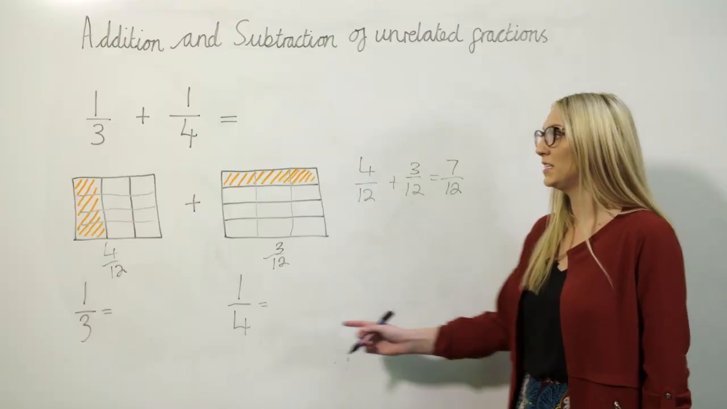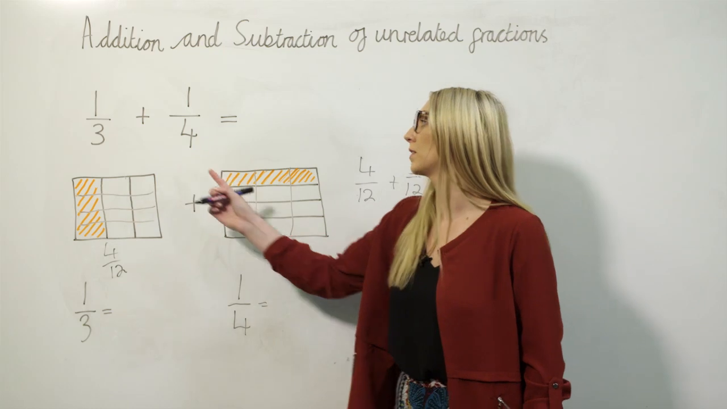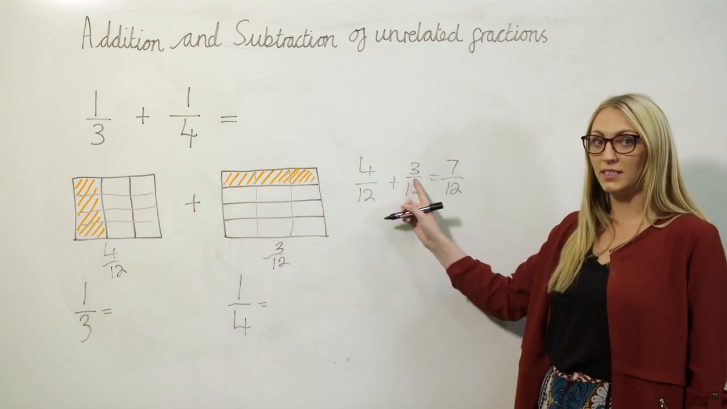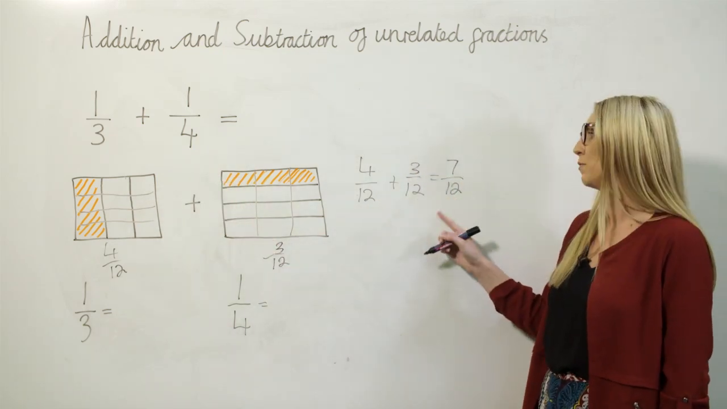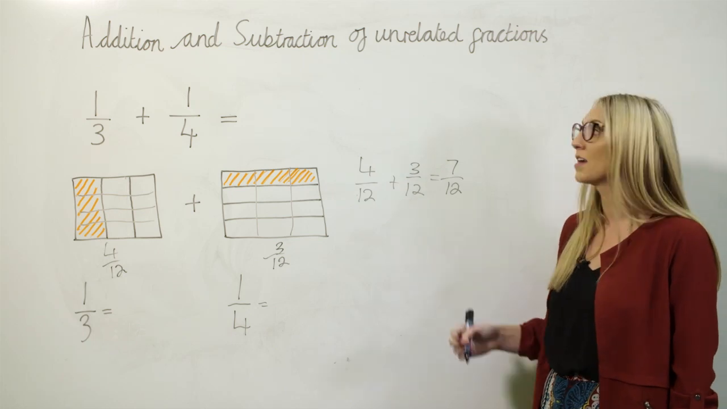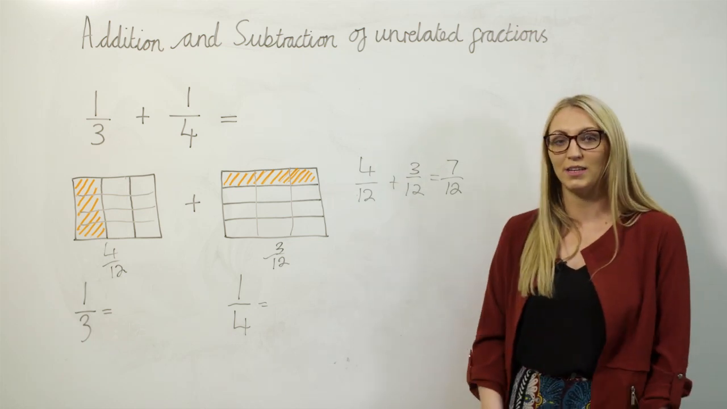So to summarise, we need to find the lowest common multiple of both of the denominators, add the numerators together and leave the denominator the same, which gave us an answer of 7/12. And that's how you add and subtract unrelated fractions.